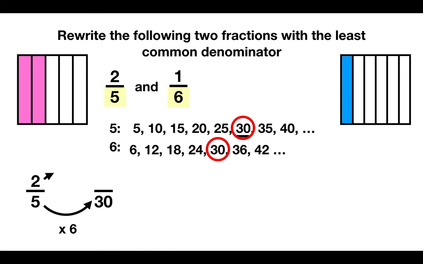Now, what do I need to do with the 2? Well, I have to keep it the same, so I also multiply by 6. 2 times 6 gives me 12. We can check that this works with our picture.